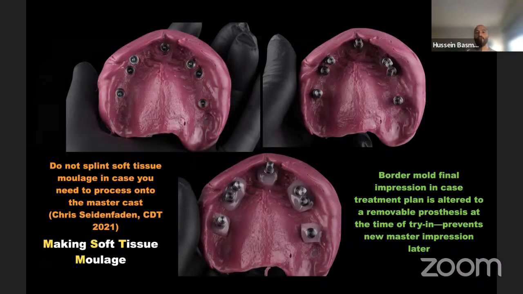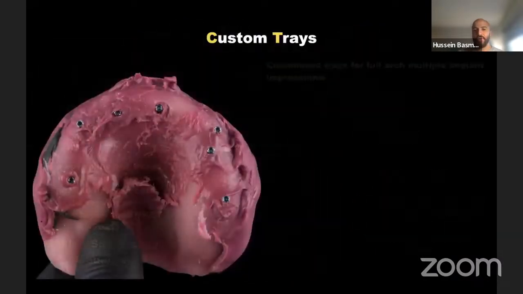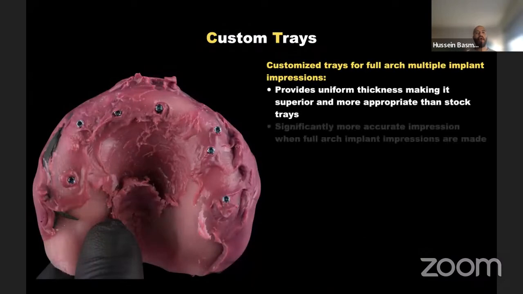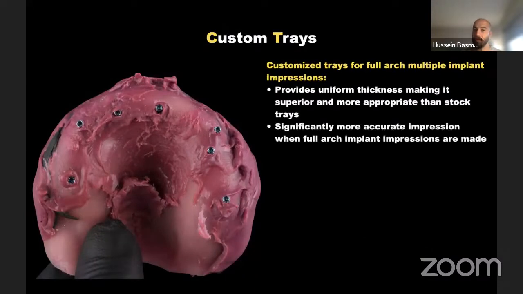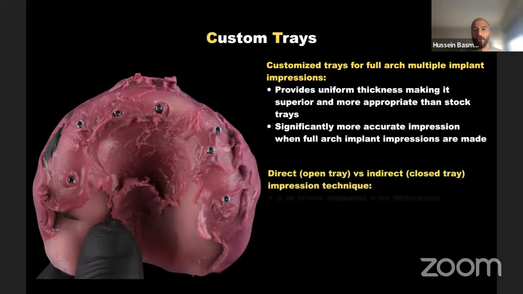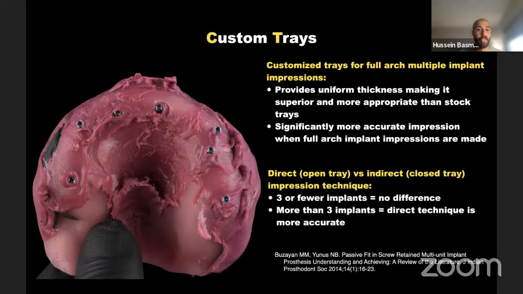So it's always very important that you have to create this customized tray. And this customized tray, before you take the impression, will help you provide a uniform thickness, making it superior and more appropriate than the stock trays. Also, it's a more accurate impression when full arch impressions are made.